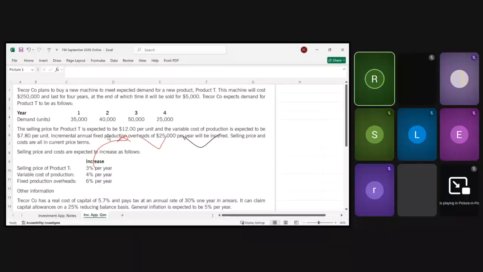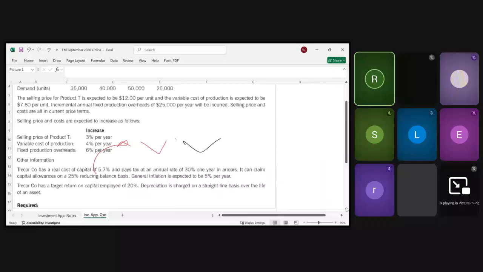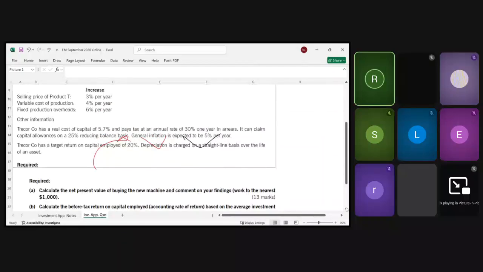Selling price and costs are expected to increase as follows: selling price 3% per year, variable cost of production 4% per year, fixed production overheads 6% per year. Other information: Treco company has a real cost of capital of 5.7% and pays tax at an annual rate of 30%, 1 year in arrears. It can claim capital allowances on a 25% reducing balance basis. General inflation is expected to be 5% per year.